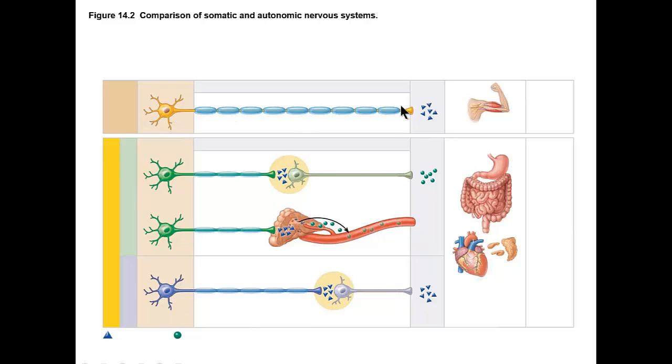And what do we call this neuron here? Upper or lower? It's going from the spinal cord to the muscle, lower motor neuron. That's what this one is. Slower conduction of nerve impulses. How do we know which is the slowest? What determines speed of conduction?